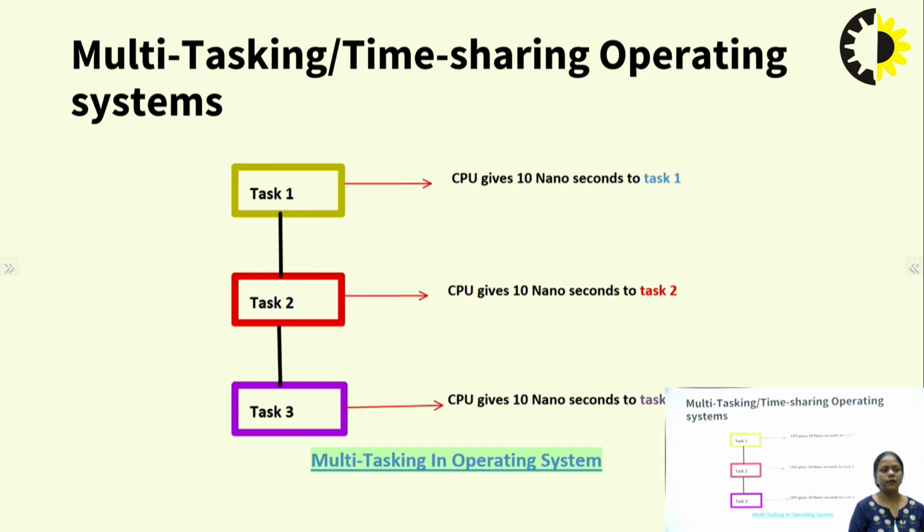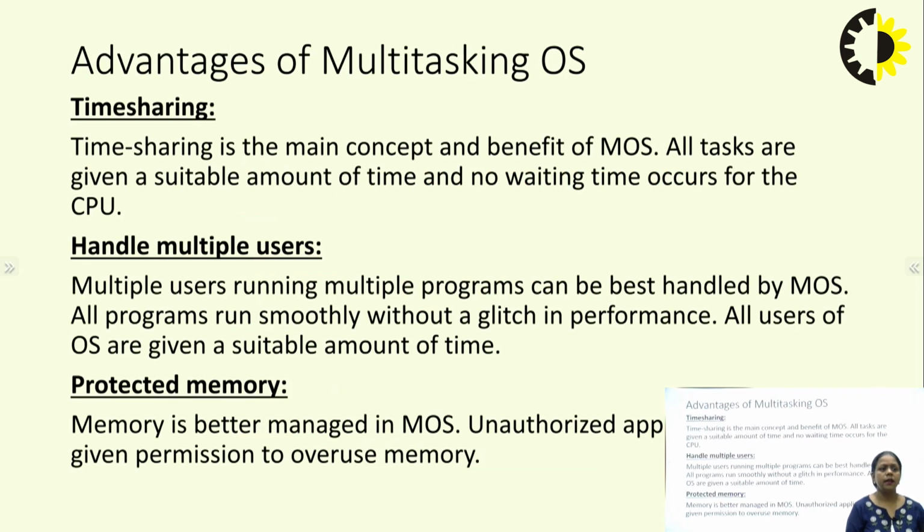So this way we can have turns of all the processes, and each process will run for 10 nanoseconds or a particular time slice only. Okay, this is the multitasking. Now, what are the different advantages and disadvantages of multitasking? These are the main advantages: time sharing, handle multiple user, protected memory.